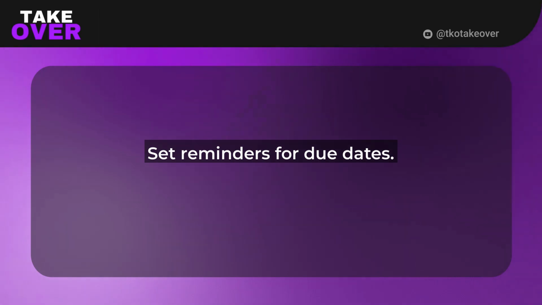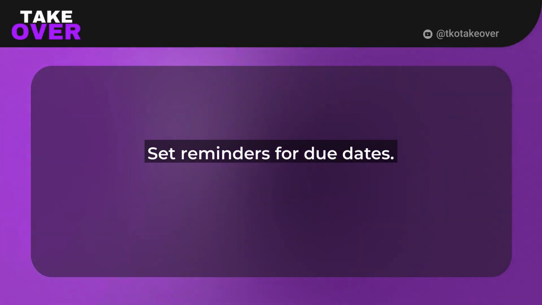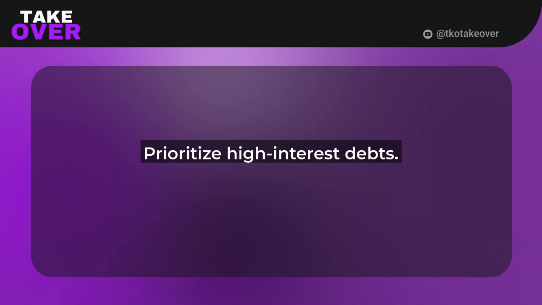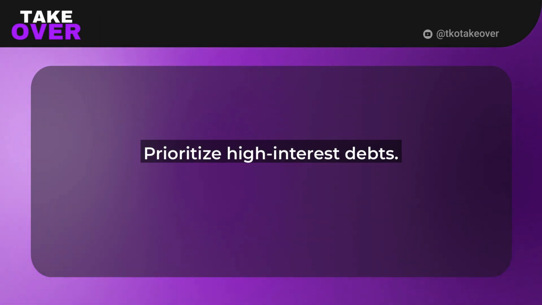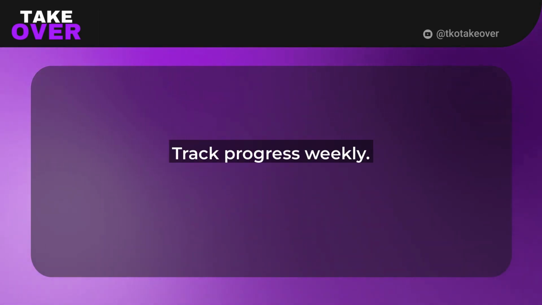A pro tip: if you have multiple debts, focus on the one with the highest interest rate first to save money in the long run. Goodbudget also allows you to add notes to your envelopes, so jot down any extra payments or windfalls that can accelerate your debt payoff. Finally, review your progress regularly. Check your app weekly to ensure you're on track and celebrate small wins like paying off a card.